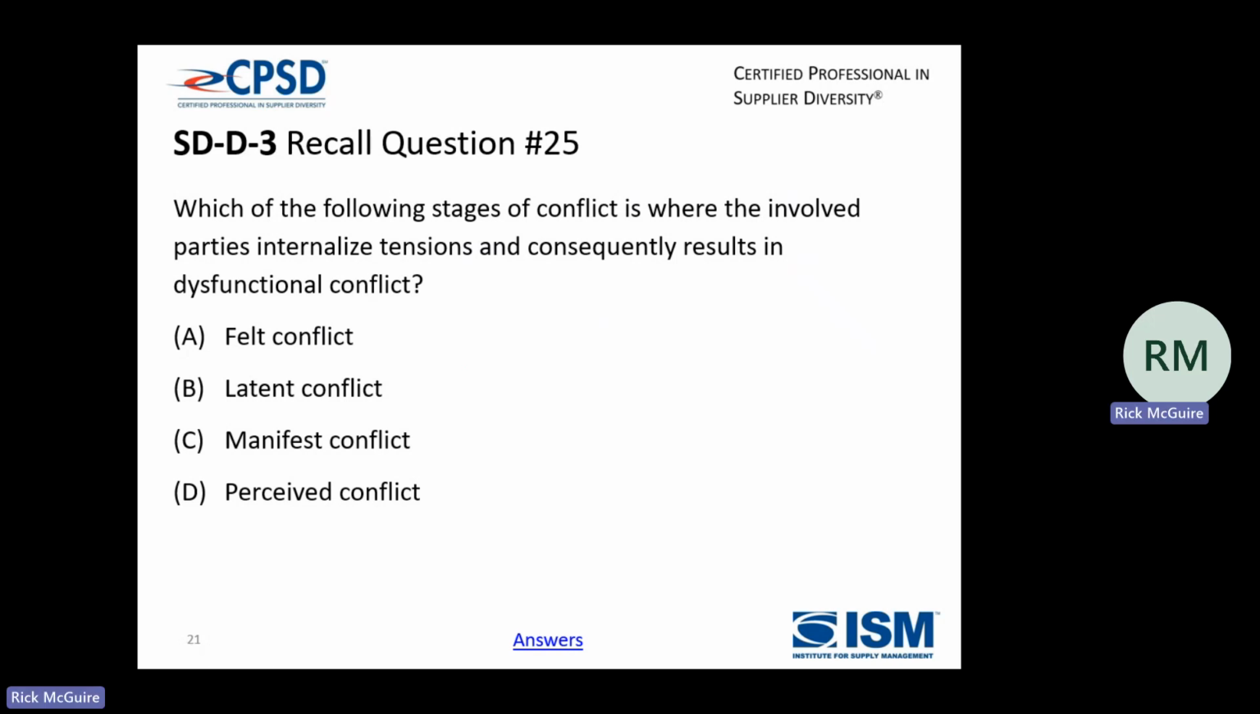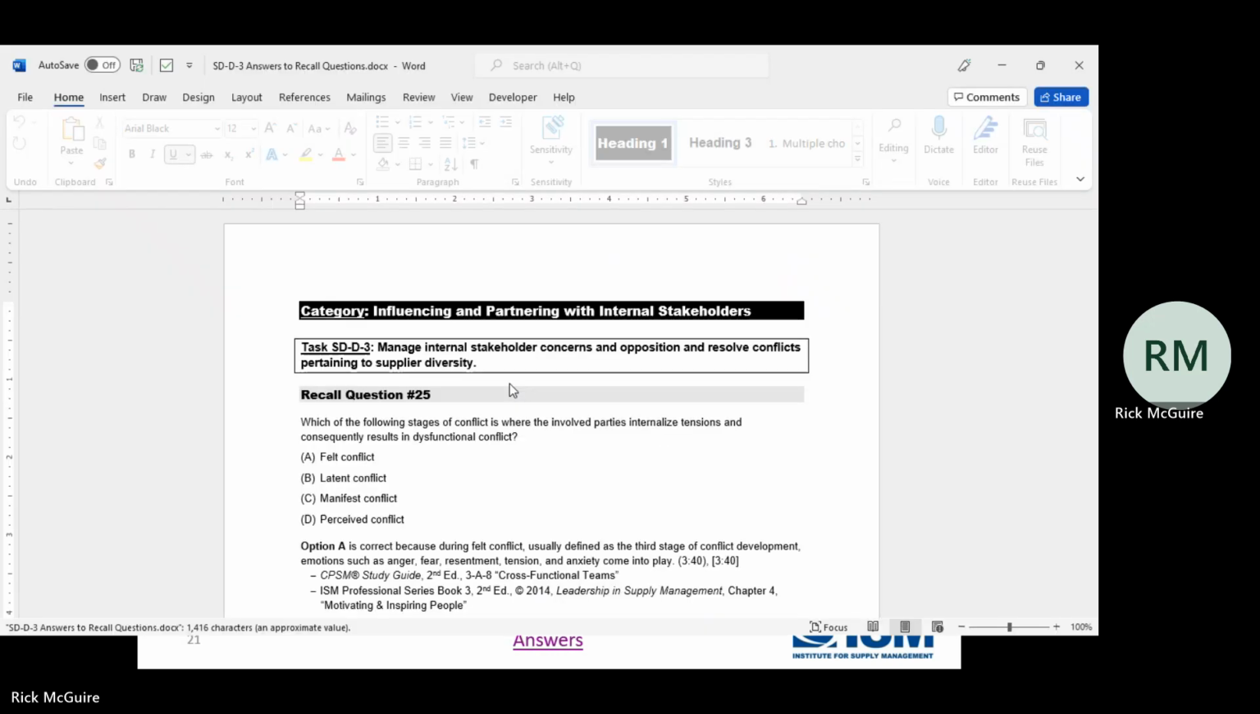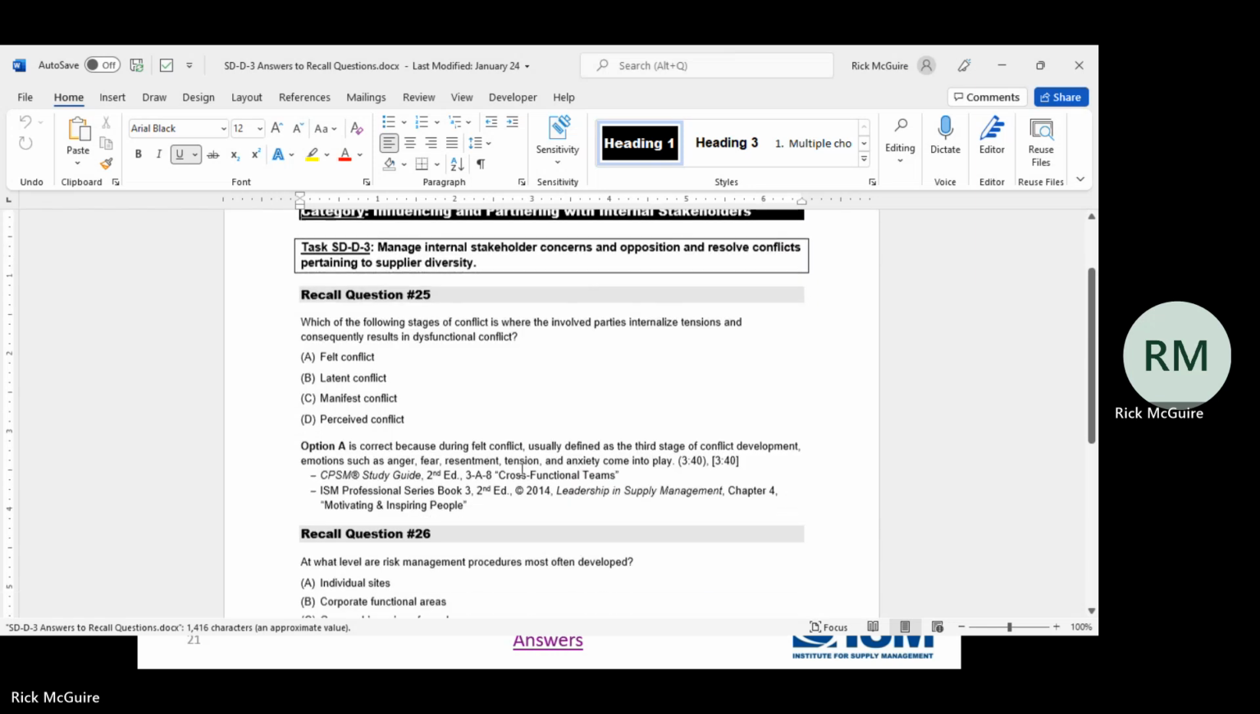All right. Got a group question here, otherwise known as a recall question. Which of the following stages of conflict is where the involved parties internalize tension and consequently results in dysfunctional conflict? Now, looking at these stages, felt, latent, manifest, you're dealing with Pondy's model. Which one in Pondy's model do they start to internalize tension and start to get dysfunctional conflict? It's not the latent stage. That's the first one. The manifest stage is towards the end. Or I guess latent is second, perceived is first. So it's got to be felt. You want one in the middle. Option A it is.